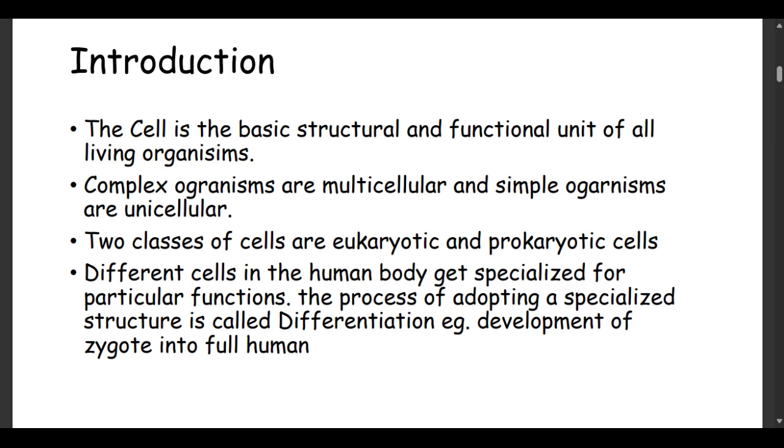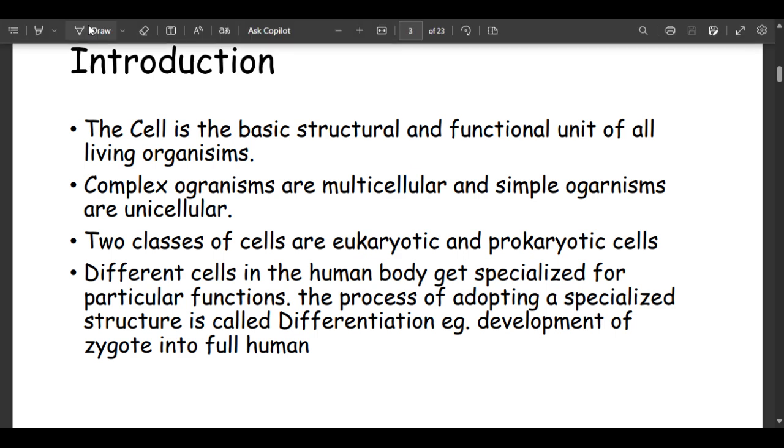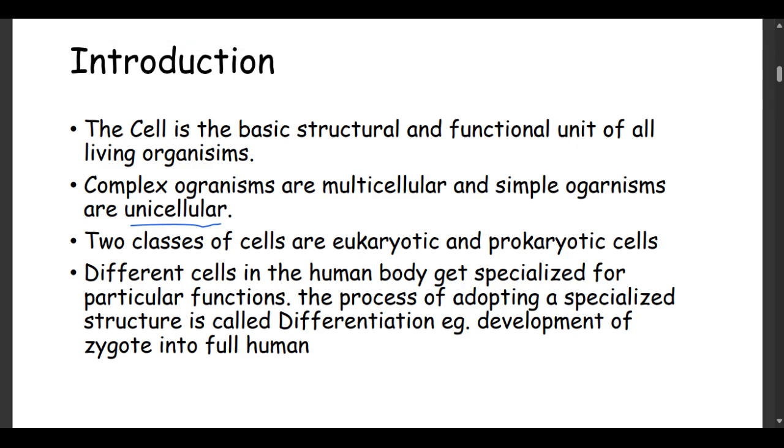We actually have organisms that are unicellular. This means that it's a single cell, but it's an organism on its own. Complex organisms are the ones that are multicellular. They're going to contain a lot of cells in them. That's where the word multi is coming from, while simple organisms are going to be unicellular. That means you might find an organism, like I said, that only has one single cell.